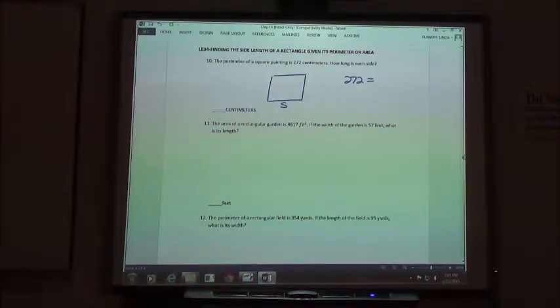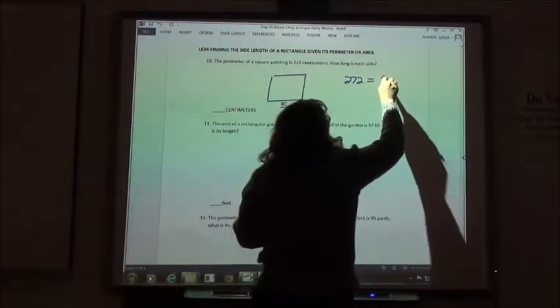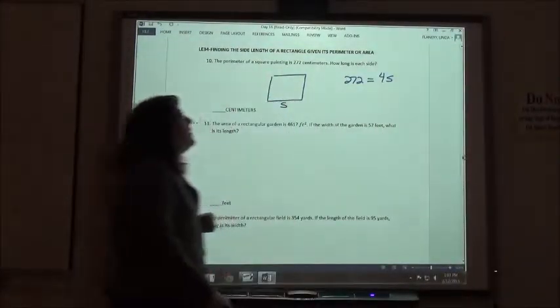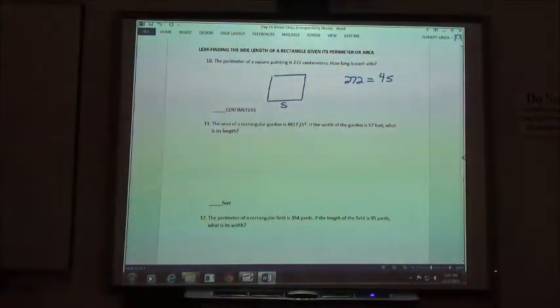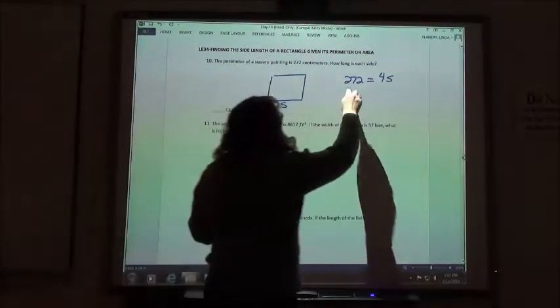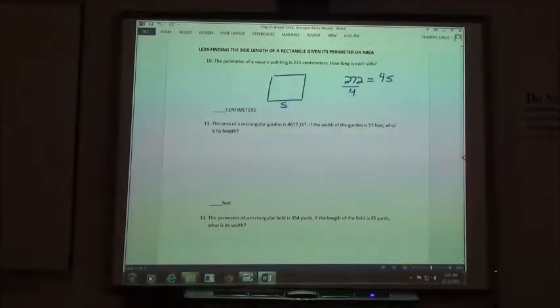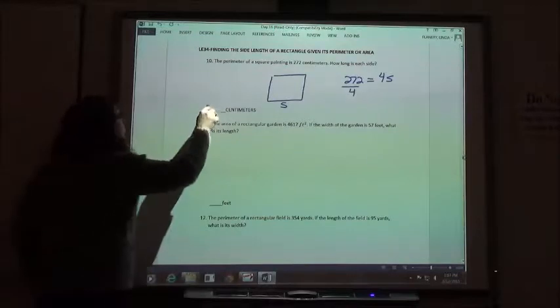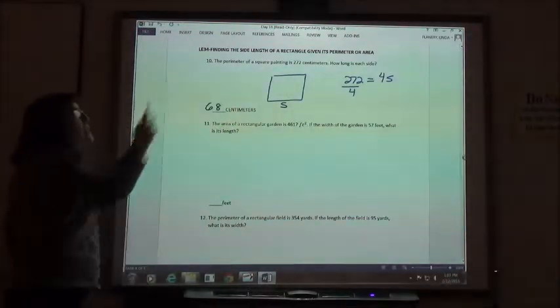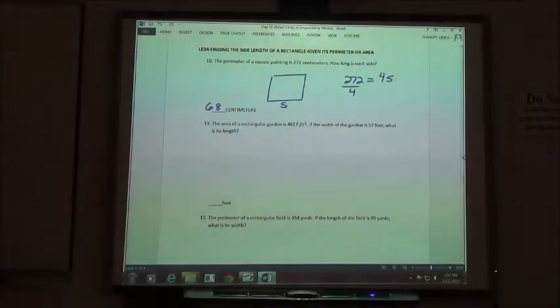All the sides are the same, right? So 272 equals 4 S's. And in order to find out what one of my sides is, all I have to do is divide by 4. If you take 272 and you divide that by 4, 68. So each of those would be 68 centimeters each side.